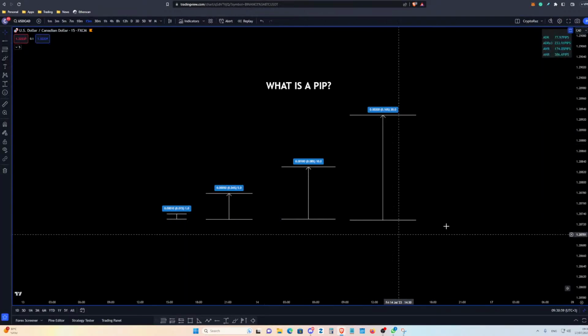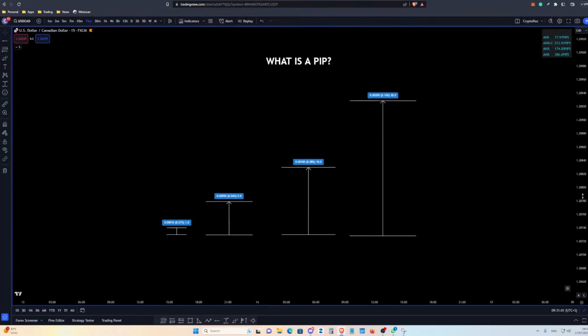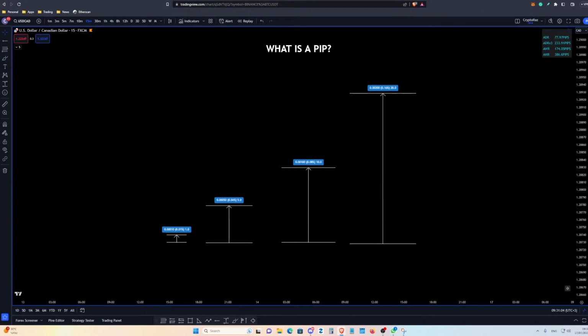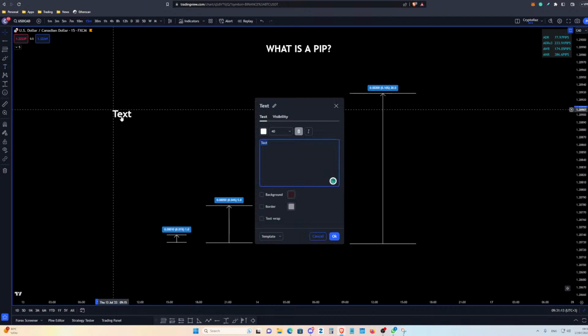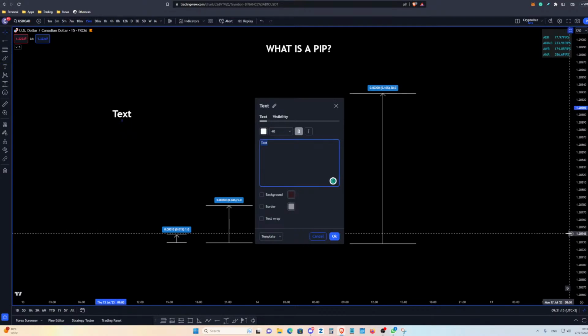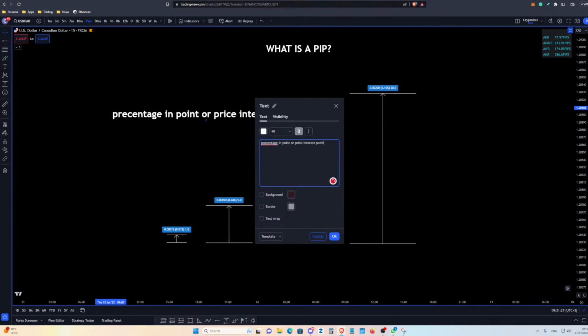But today we will talk about what is a pip, how to calculate it, and actually how do we work with it. Okay, so PIP is an acronym for percentage in point, or price interest point. Cool.